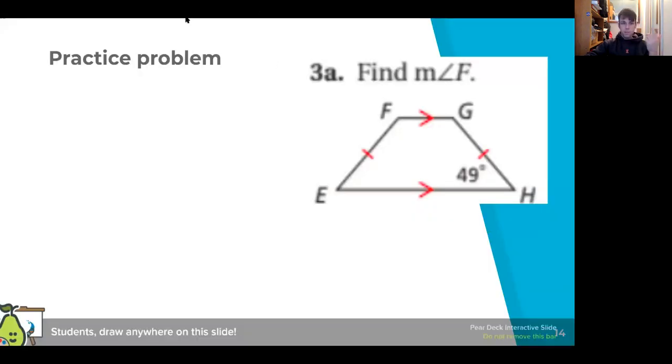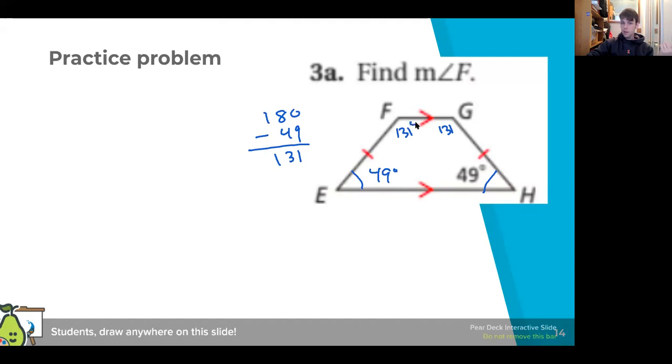So let's go ahead and look at this one. We can kind of run through it pretty quick. Base angle. The other base angle is also 49. We're going to be supplementary to the other set of base angles. So if I do 180 minus 49, that's going to give me 131.